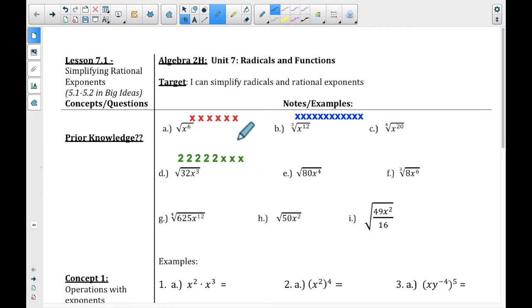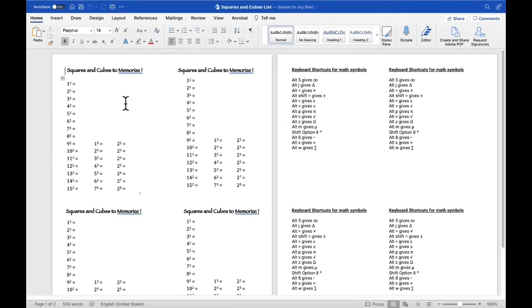We learned last unit, in fact I'm going to switch back to a screen. Let me show you. You have a little list of squares and cubes. I think it was yellow, squares and cubes on one side, shortcuts on the other side. You should have this little piece of paper with you because this is going to help you with this section as well.